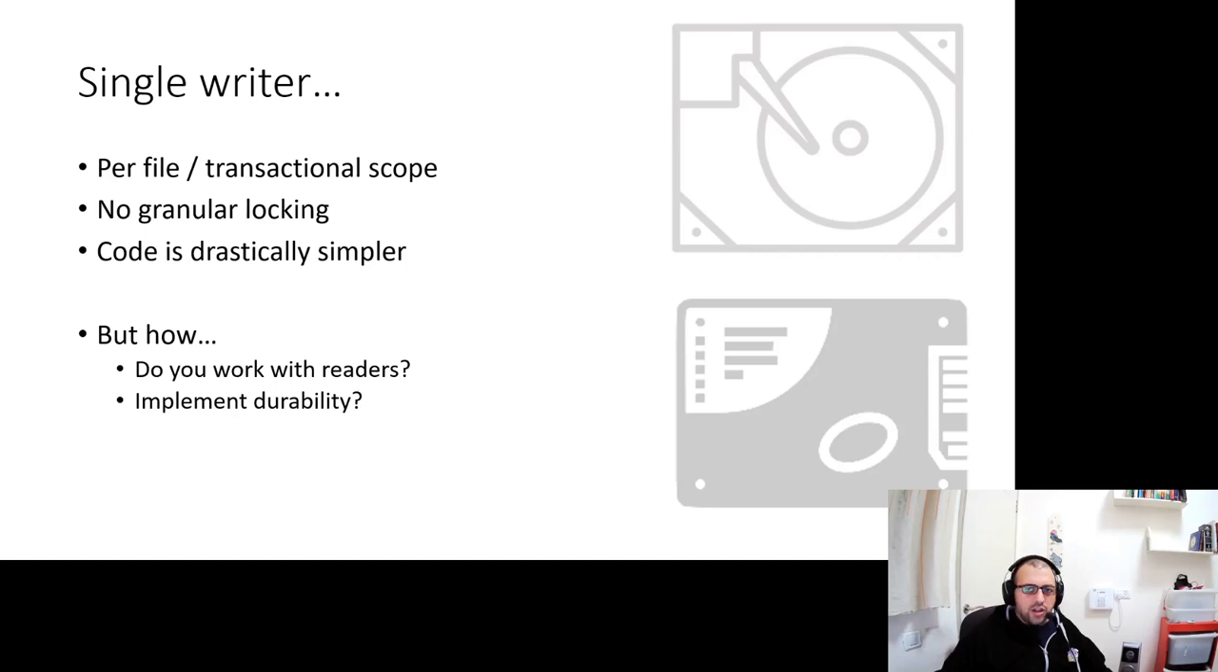It actually turns out that a single writer has some huge implications on the complexity of your code. You don't have any granular locking. You don't have to lock on a per page or per row basis. The code is much simpler. The number of concurrent items that you have to juggle in your head in order to make something work is vastly reduced. But how do you handle that? How do you actually implement it, okay, I'm writing something, but I also have readers that want to read that? How do I make that happen? And how do I implement durability?